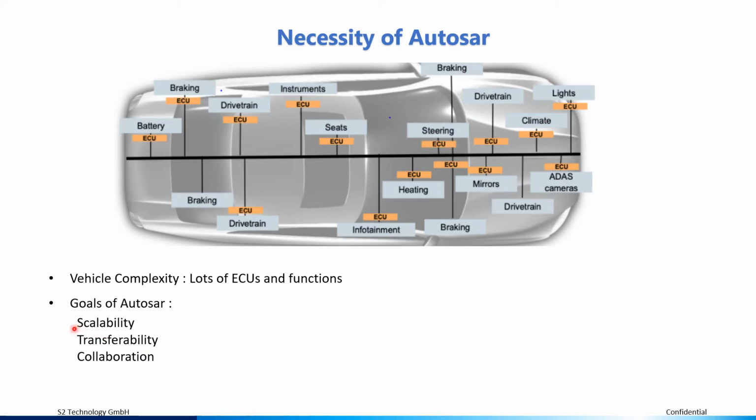Hence, AUTOSAR aims at scalability, wherein one application can be scaled onto different kinds of ECUs. Transferability: when you want to transfer certain functions from one ECU to another ECU, this is also possible. And since the OEMs, tier 1s, tier 2s, tool vendors and the semiconductor industries have come together, we can say it also aims at collaboration.